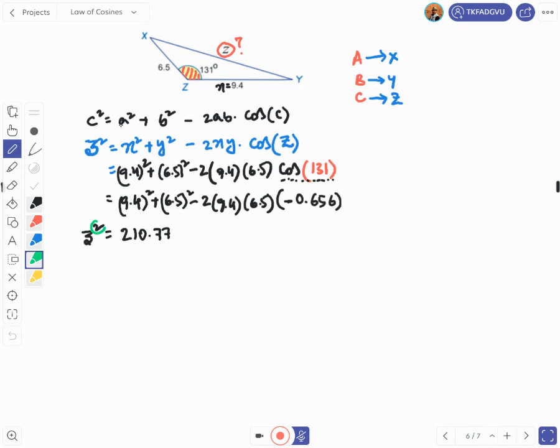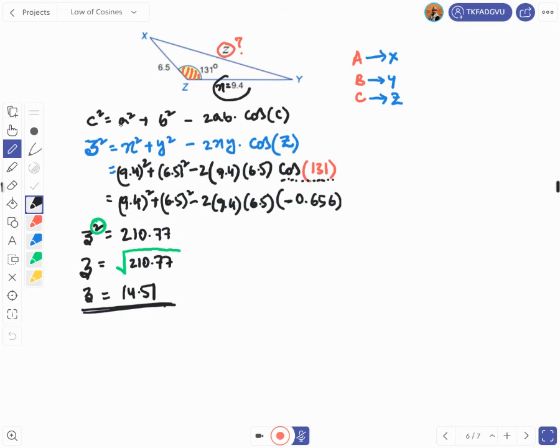As we discussed before, you find the square root of this one. Therefore, the value of z equals the square root of 210.77. I'm making use of my calculator. Square root of 210.77 gives me 14.51. The value of z is 14.51.